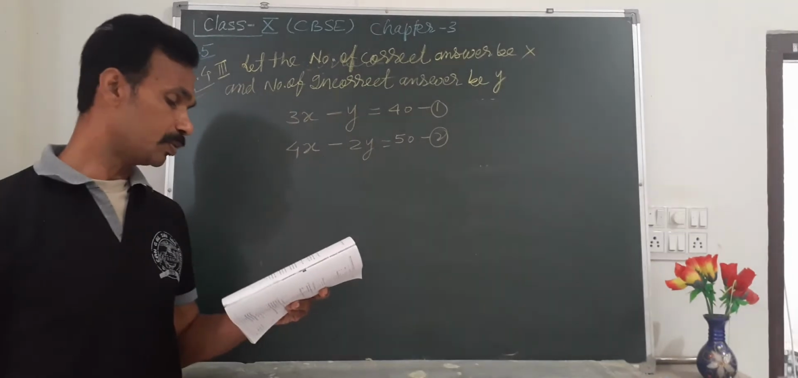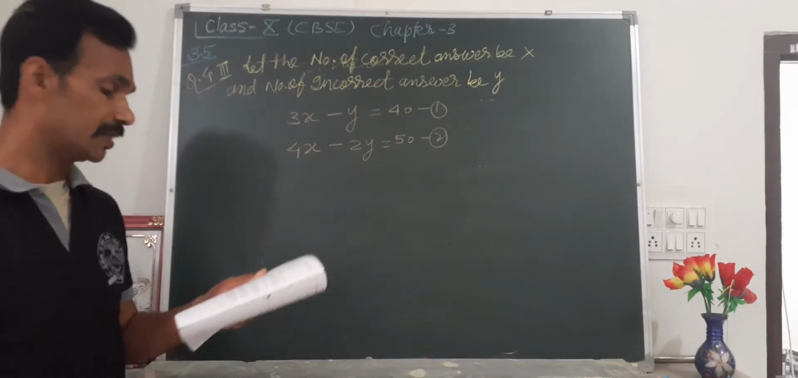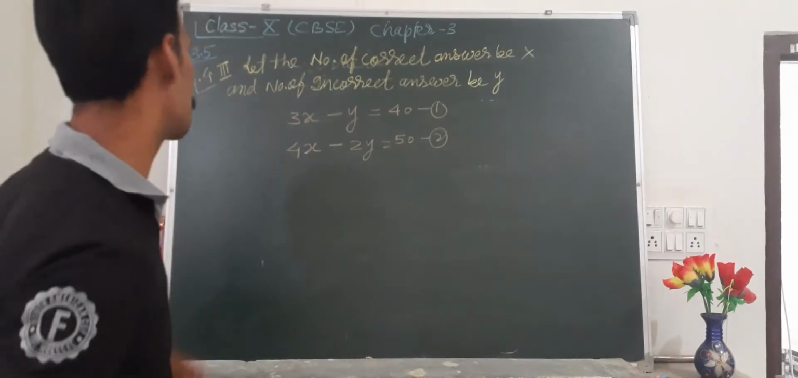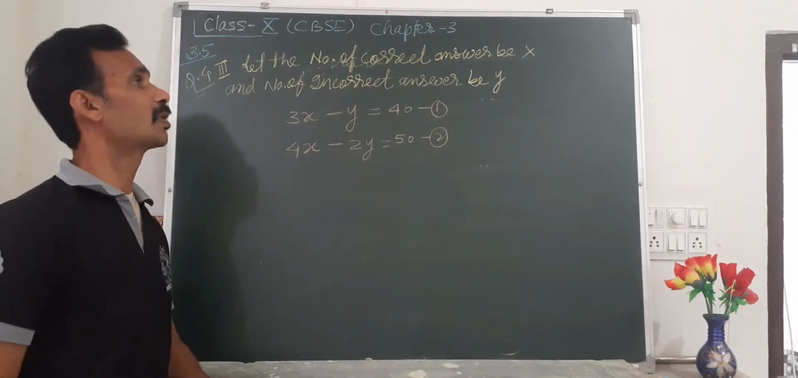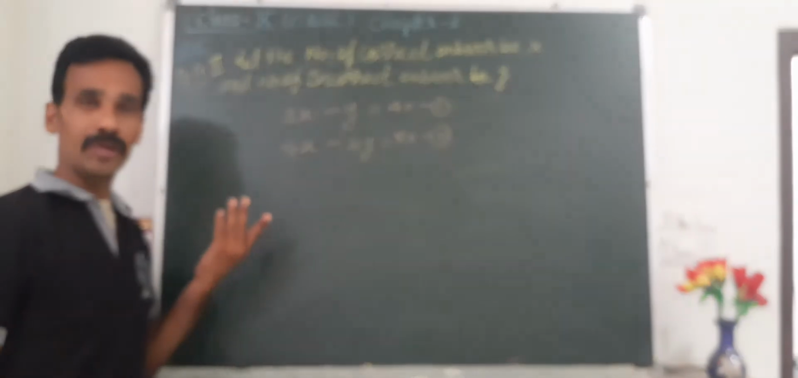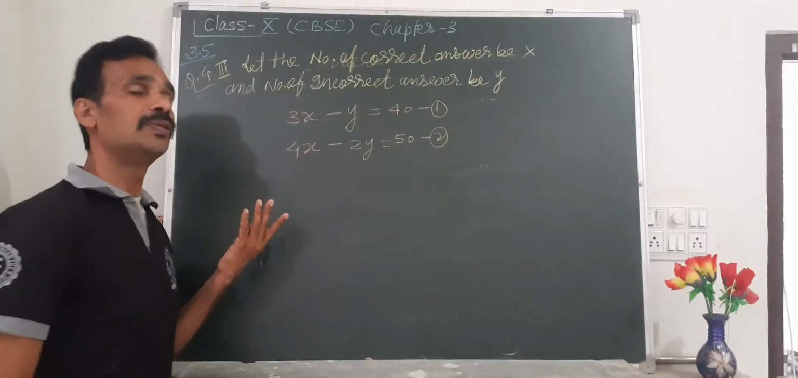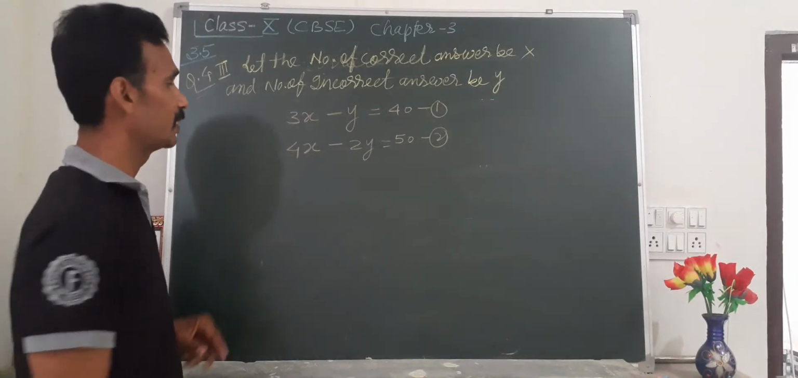Then how many questions were there in the test? In the test, how many questions were there, right answers or wrong answers? So we know the number of right answers is x and the number of wrong answers is y. Find the values of both and add them, and the total number of questions will come.